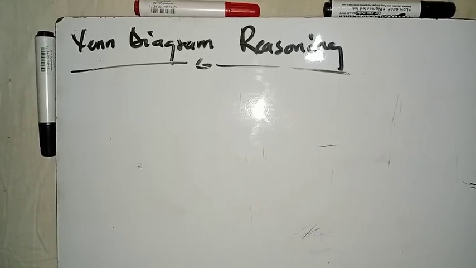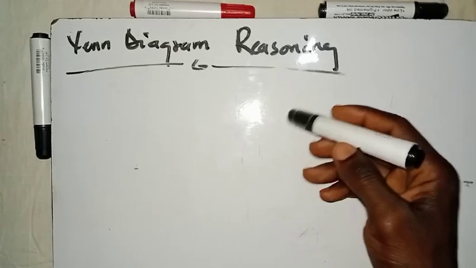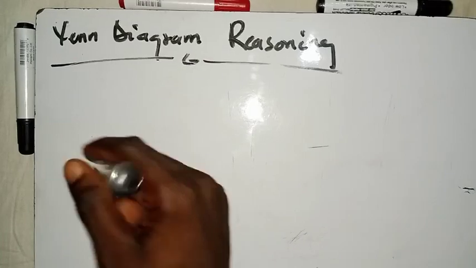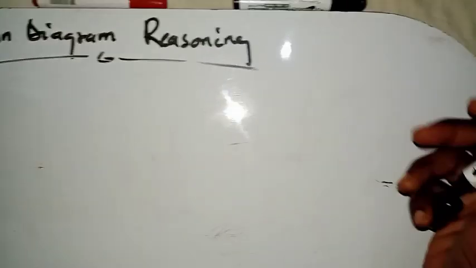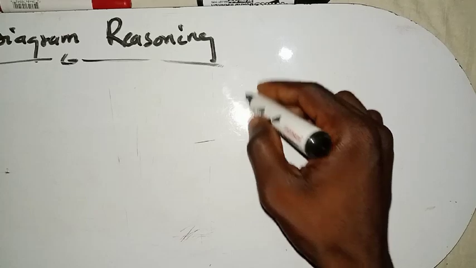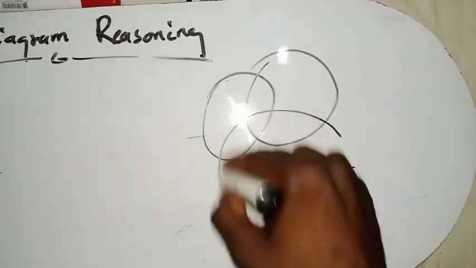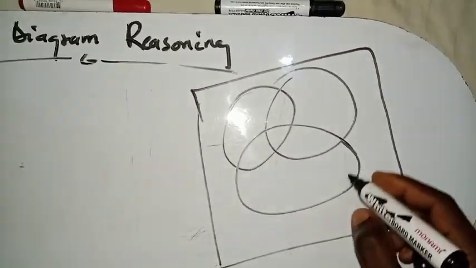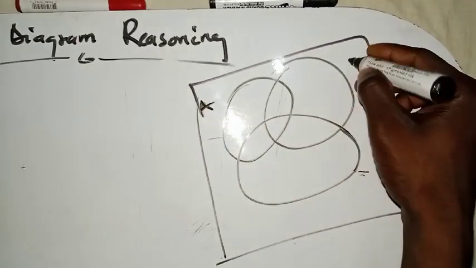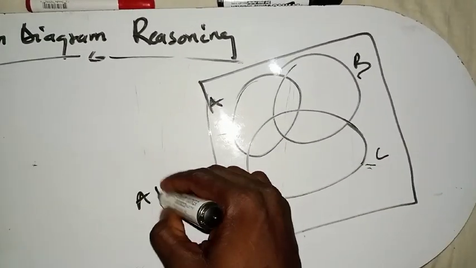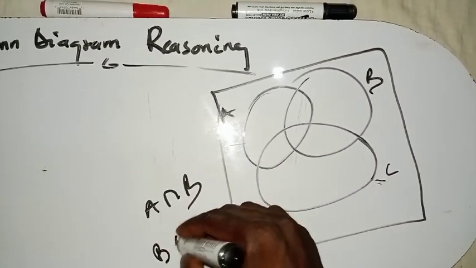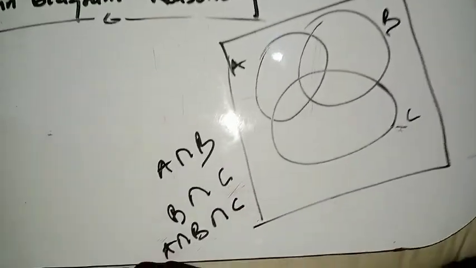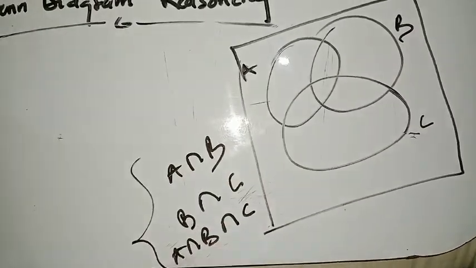Before we even get to the idea of solving a Venn diagram question, specifically logical reasoning using a Venn diagram, let's understand what a Venn diagram is. Now, the technical way of understanding it is, maybe you have A, B, C here, and you want to find A intersection B, B intersection C, maybe A intersection B intersection C. These are some of the things that we normally encounter.